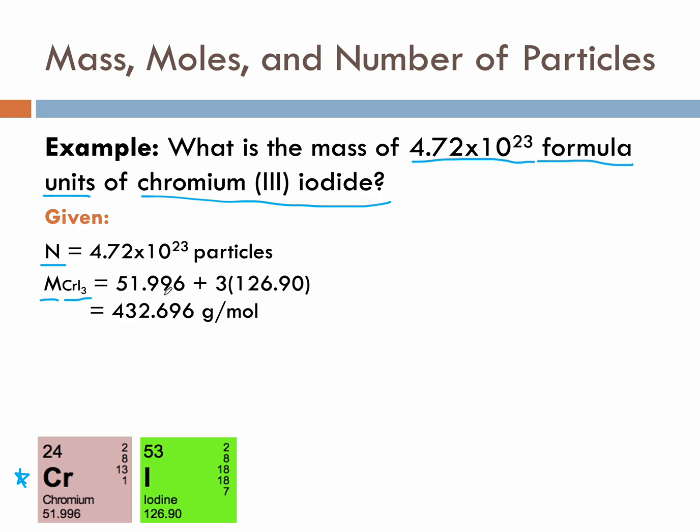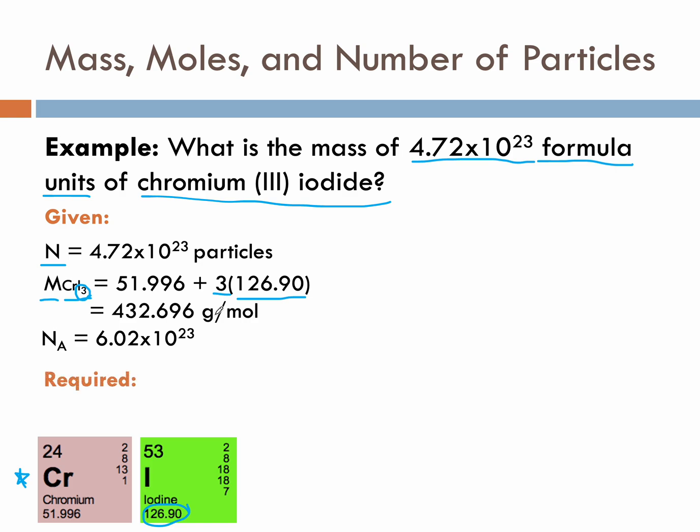I've got 1 chromium in my chemical formula. So I put just 1 times the molar mass of chromium. But then in my chemical formula, I can see there are 3 iodines, right? So I'm going to do 3 times the molar mass of 1 iodine. And again, I pull that right off the periodic table. That gives me my molar mass of chromium iodide. So that is my given information. Of course, I always know Avogadro's number. I can write that one down too.